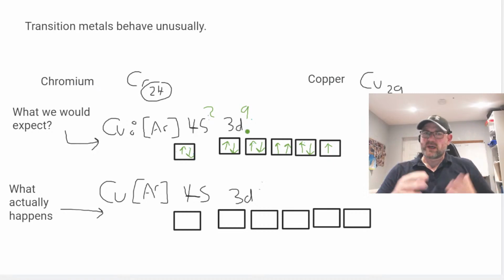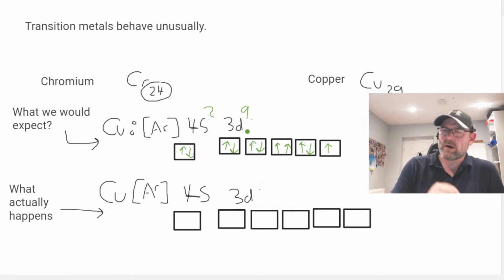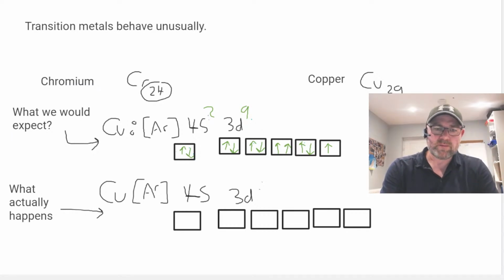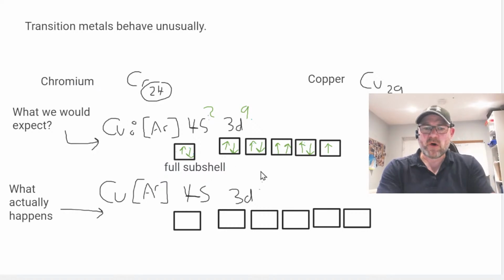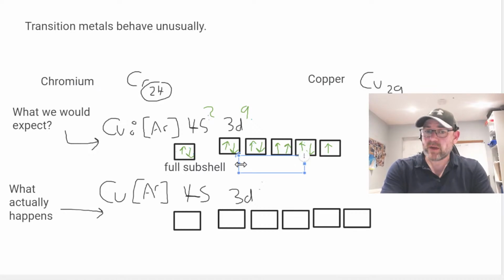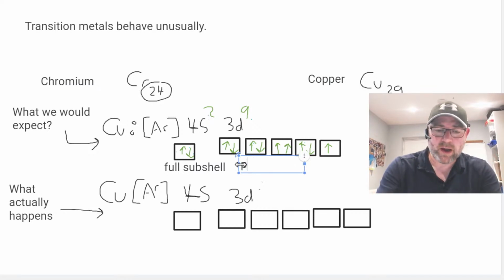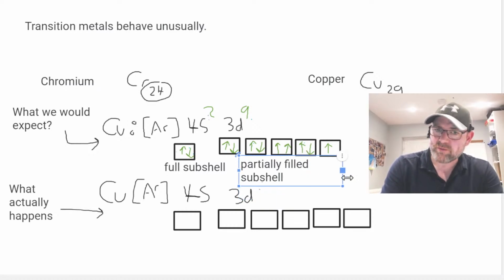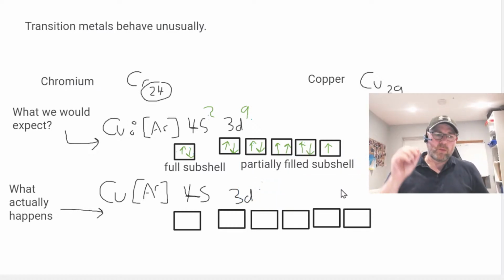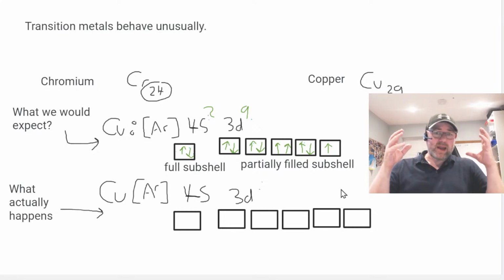And what do you think copper really does? It says, hold on, I can make myself a bit more energetically stable. Underneath this box, this is a full subshell. So the 4s is full. Is the 3d full? No. The 3d can hold 10 and it's only got 9. That counts as a partially filled subshell. Now, do you remember I said the rule is that a half-filled subshell is more energetically stable than a partially filled?